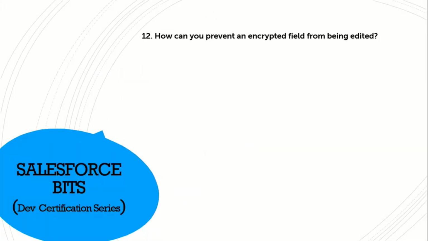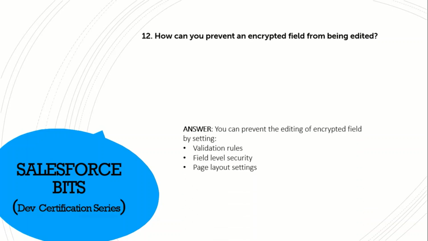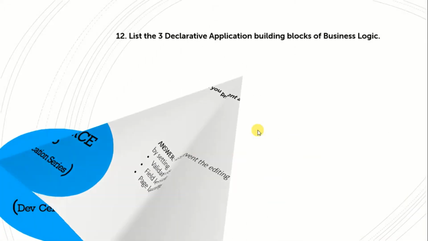How can you prevent an encrypted field from being edited? You can prevent it by setting a validation. You can do it by these three options: validation rule, field level security, and page level settings. Using any of these options, you can prevent an encrypted field from being edited.